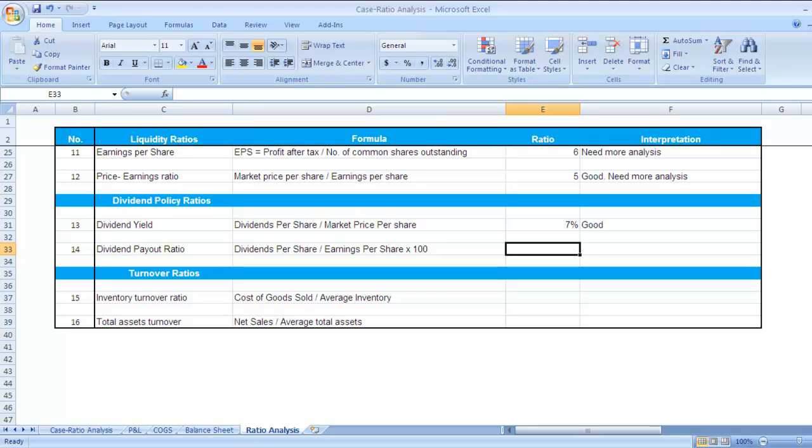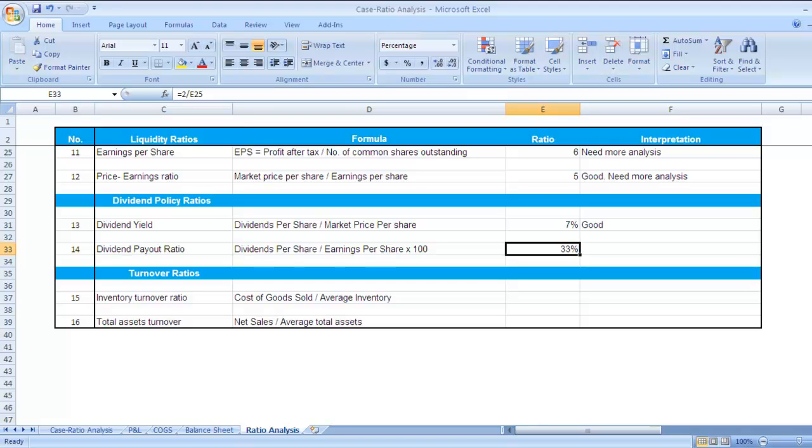Dividend payout ratio is calculated as dividends per share divided by earnings per share multiplied by 100. So we have calculated dividends per share is 2, divided by earnings per share. What is earnings per share? It is this figure 6. Press enter, and we want it in percentage terms, so go here. 33%, dividend payout ratio is 33%.